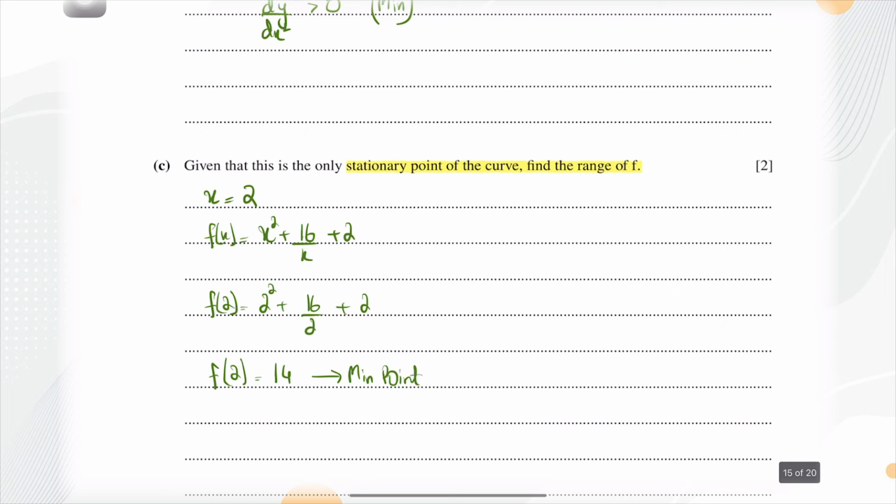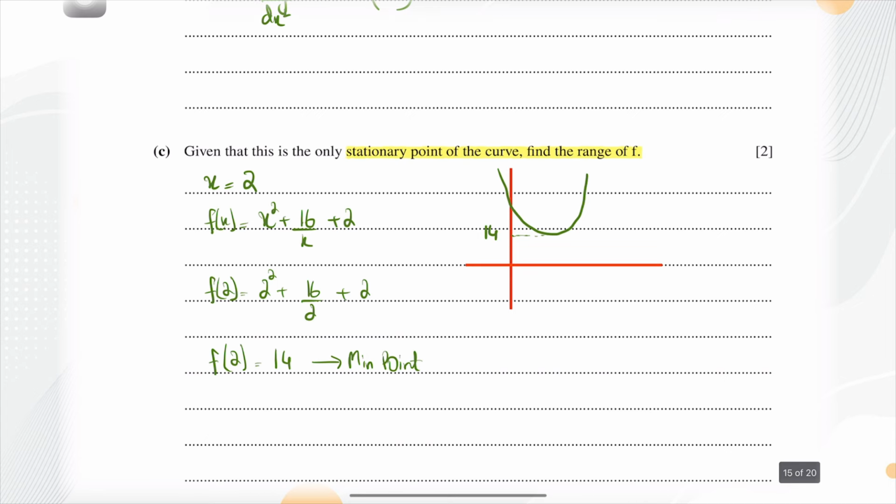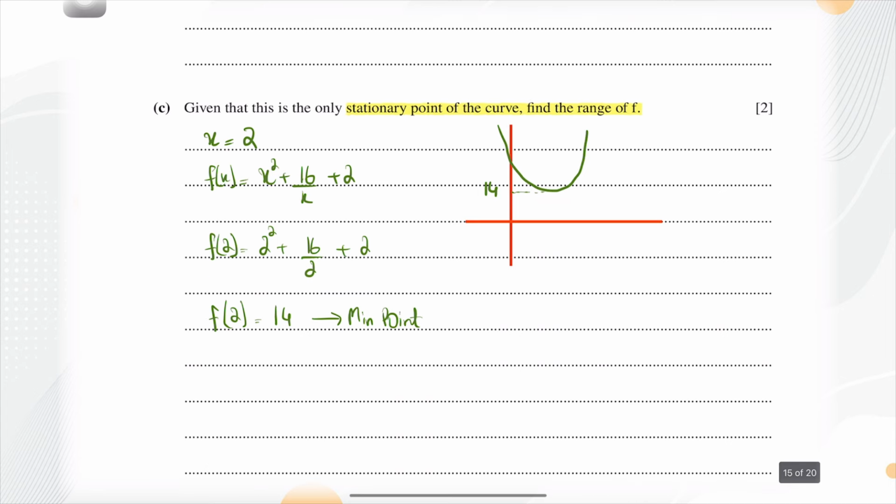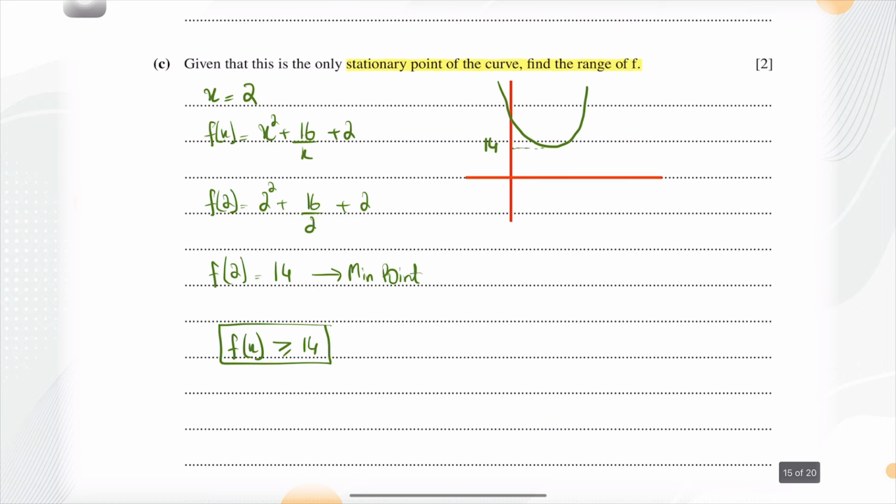That means, although it's not a quadratic curve, if you have any curve which we know has a minimum point of, let's say, 14, then we know for sure that all the other points will be either 14 or greater than 14. In fact, greater than 14, since we already know what the minimum point is. So the range of this function would be greater than or equal to 14. And there you go. That's your answer. Now, any questions?